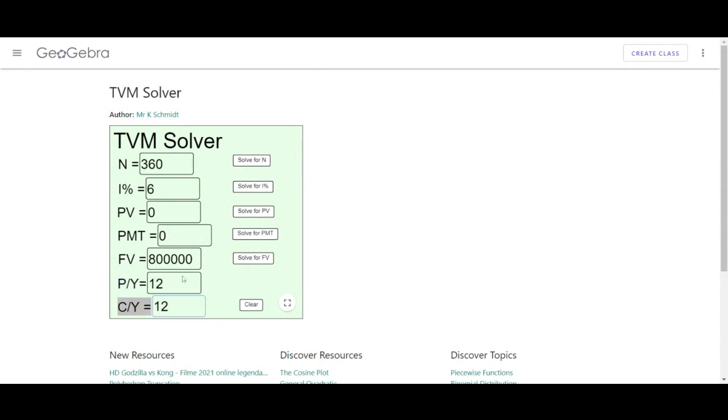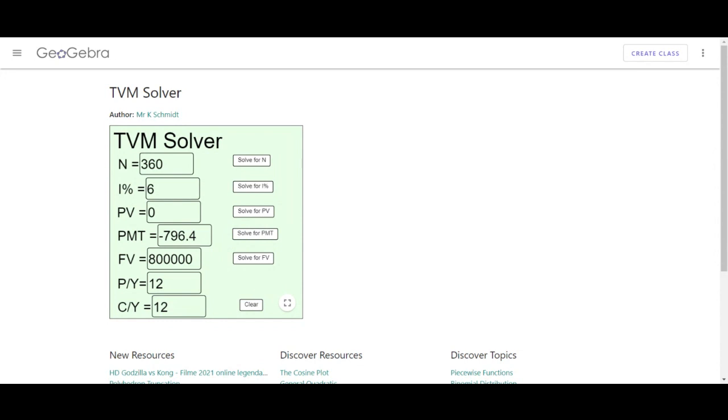Both of these are. Okay. Again, it's how often we're making deposits in a year, and how often the account is compounded in a year. And they're both always equal to each other in this class. Theoretically, they don't have to be, but in this class they are. So let's solve for PMT. We get this, which was the same thing as before.